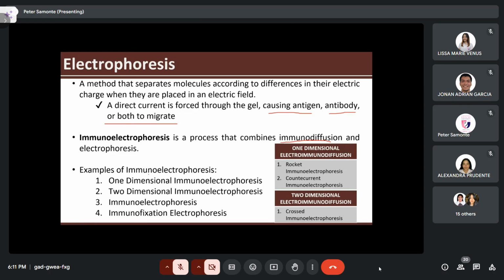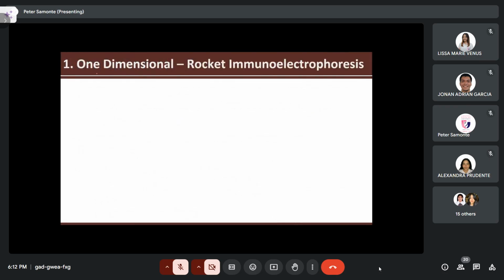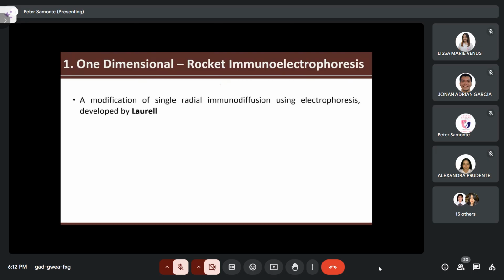Examples of immunoelectrophoresis, class, are one-dimensional immunoelectrophoresis, two-dimensional immunoelectrophoresis, and immunofixation electrophoresis. Under one-dimensional electroimmunodiffusion, we have your rocket immunoelectrophoresis. Then we also have your countercurrent immunoelectrophoresis. For the two-dimensional electroimmunodiffusion, there would be your crossed immunoelectrophoresis.